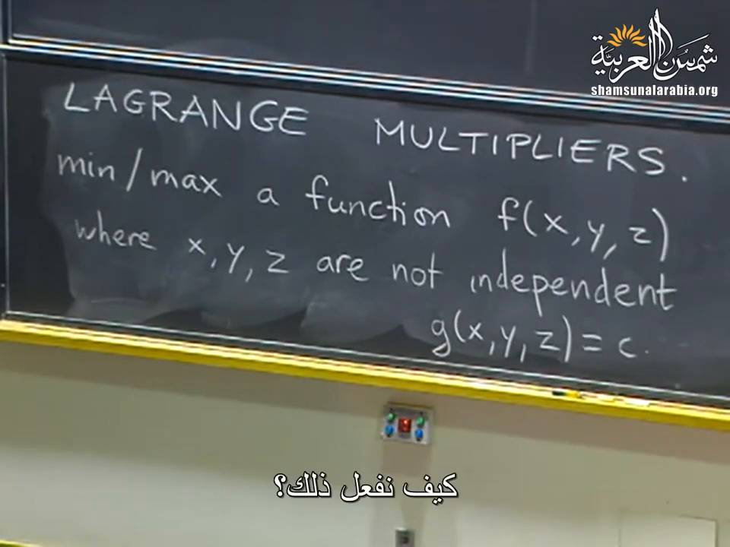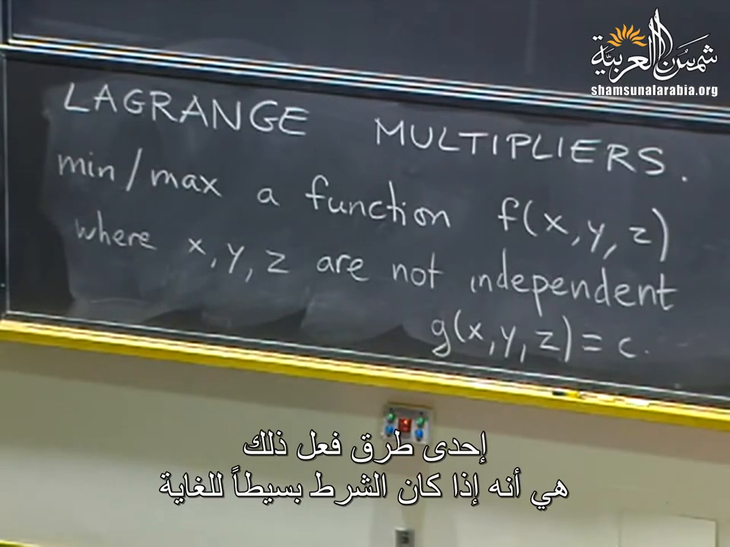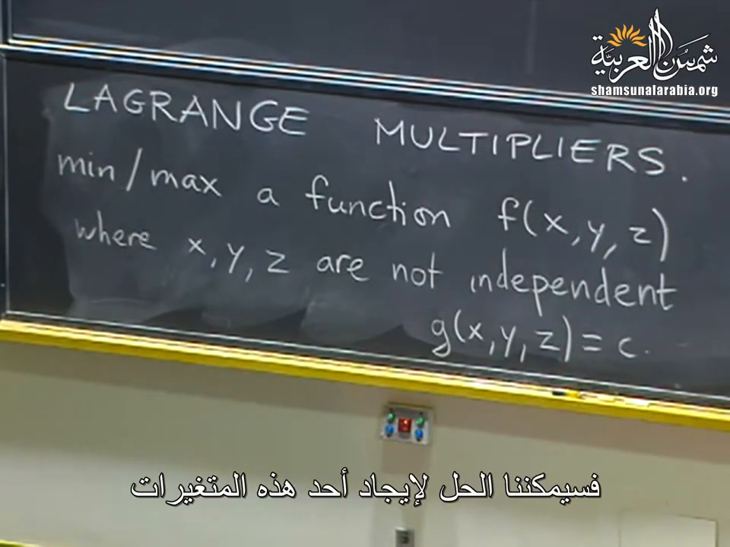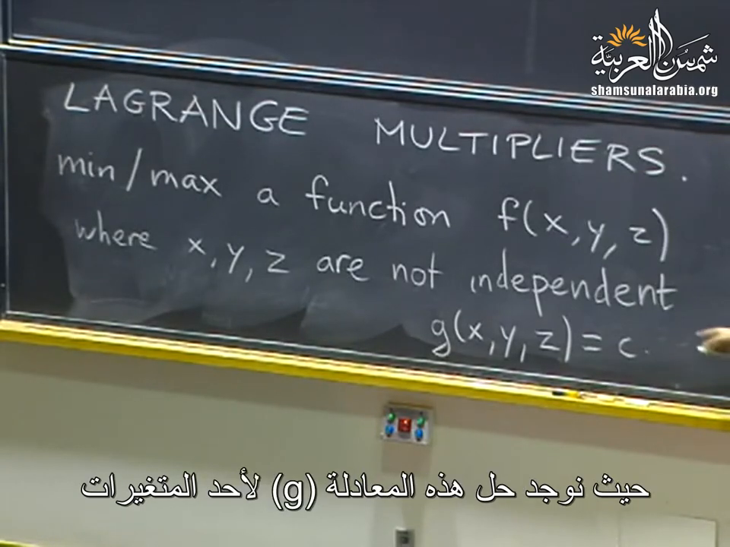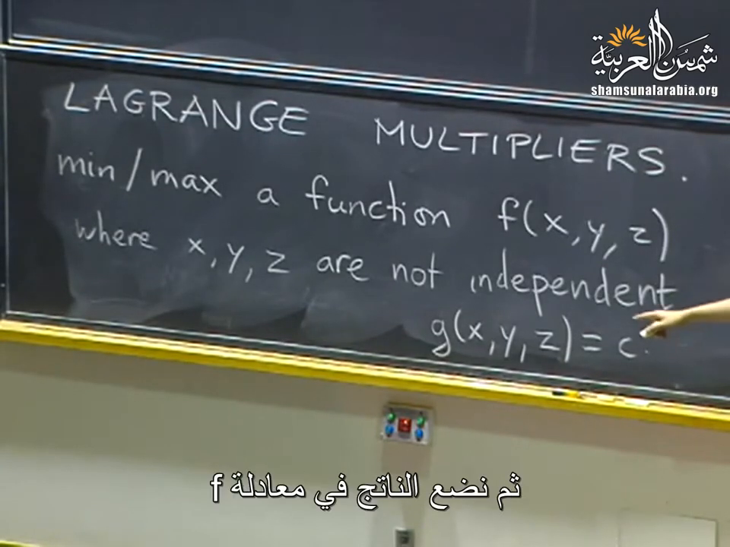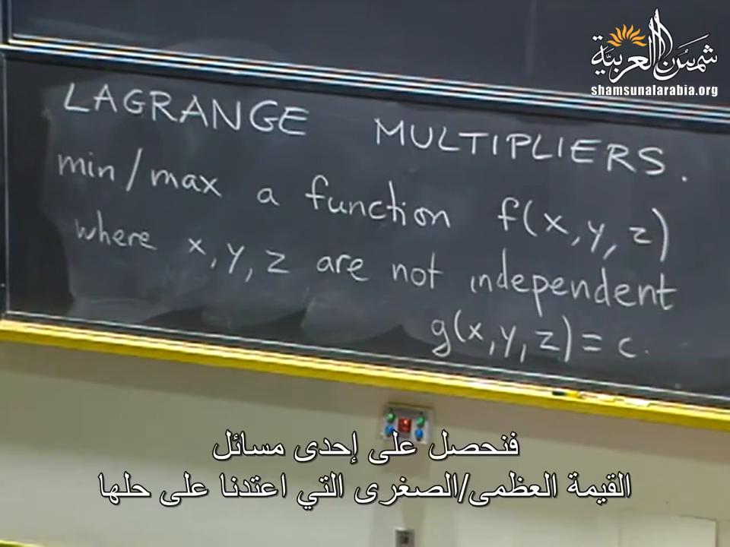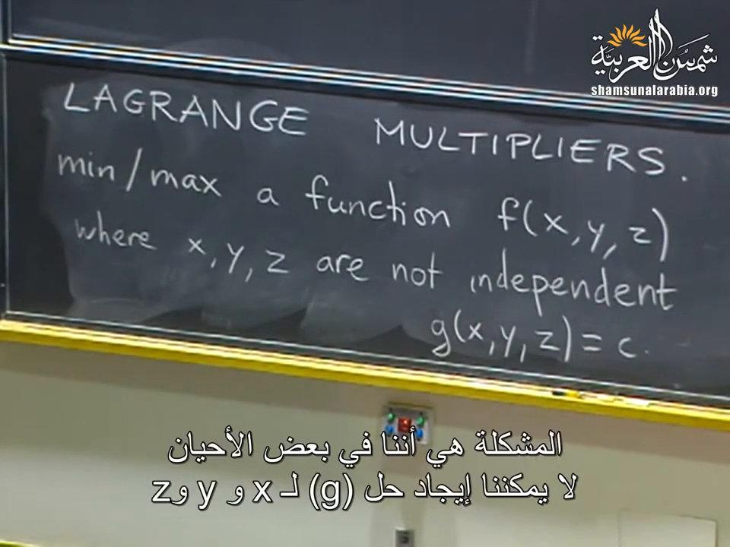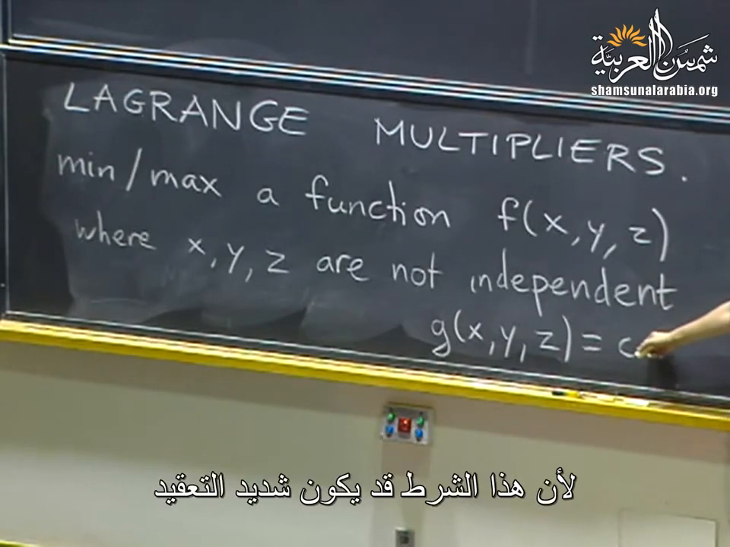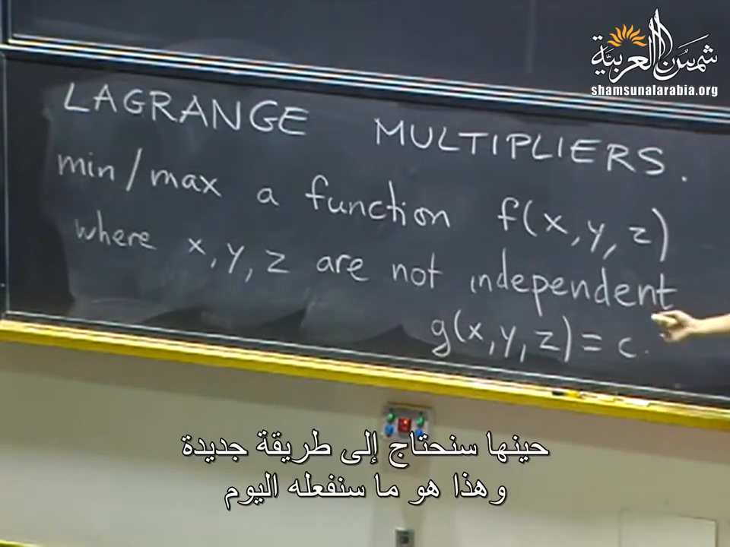So what's one way to do that? Well, one way to do that, if the constraint is very simple, we can maybe solve for one of the variables. Okay, maybe we can solve this equation for one of the variables, plug back into f, and then we have a usual min-max problem that we've seen how to do. The problem is sometimes you can't actually solve for x, y, z in here because this condition is too complicated. And then we need a new method, and that's what we are going to do. Okay?